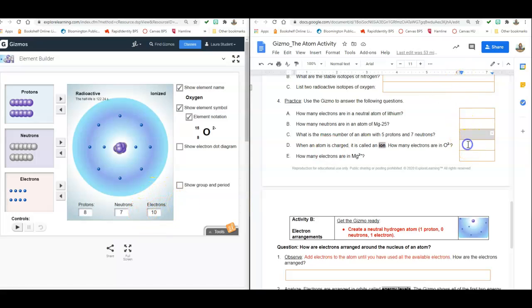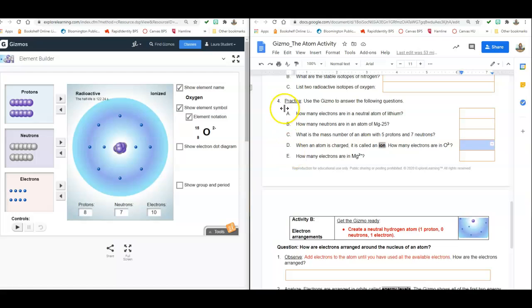And that's what's going to go in our answer box. I also want to point out that we have 8 protons and 10 electrons. We have 2 more electrons than we have protons, and that's what explains that 2- number up there.